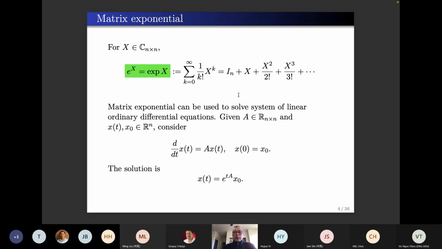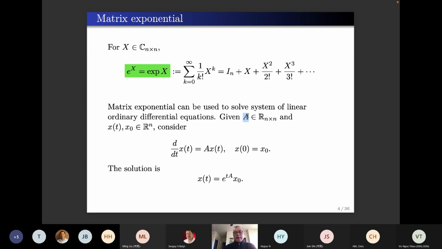Well, matrix exponential can be used to solve systems of linear ordinary differential equations, that is ODE. As a matter of fact, Lie groups evolved many years ago, more than 100 years ago, from studying differential equations by Lie. Okay, this is the classic example.